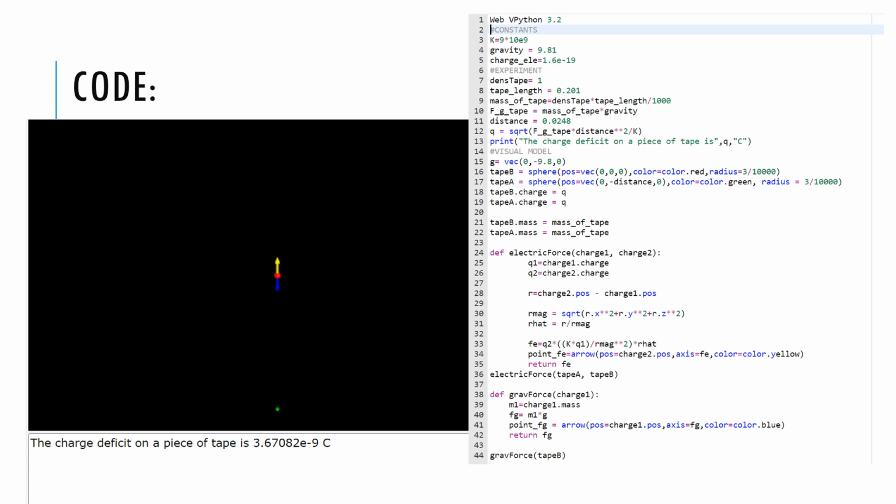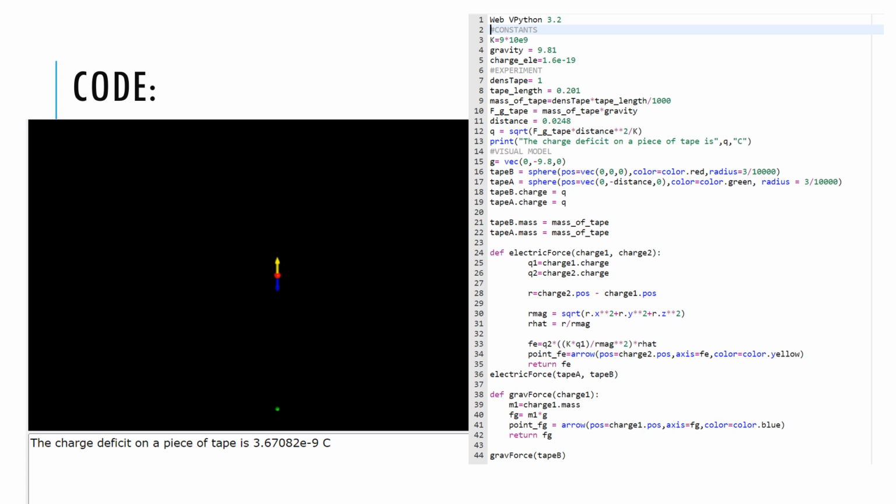The distance between the two tapes when one began to float above the other was 0.0248 meters or 2.48 centimeters. The magnitude of the charge was then calculated using this GlowScript code, and it was shown to be 3.67 times 10 to the minus 9 coulombs.